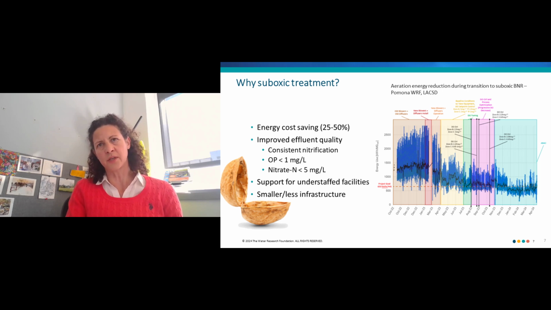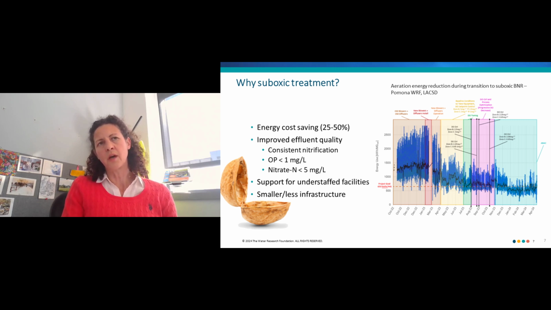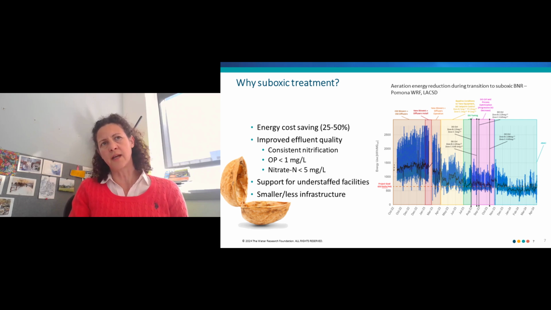So that is really unexpected for many utilities, that this is possible, and that we are able to achieve it in utilities that are not even designed for biological phosphorus removal. With low DO treatment, we are able to achieve very consistent enhanced biological phosphorus removal, well below 1 milligram per liter.